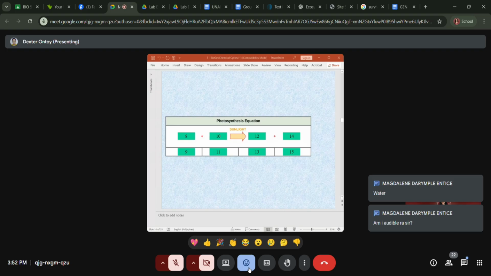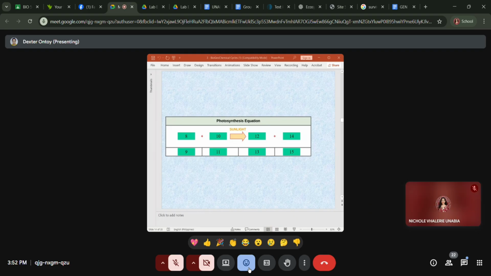So we'll just ask Miss AJ. For number 10, instead of Miss Magdalene, kindly tell us the other component, the other molecule required for the photosynthesis to proceed. Getting number 10.